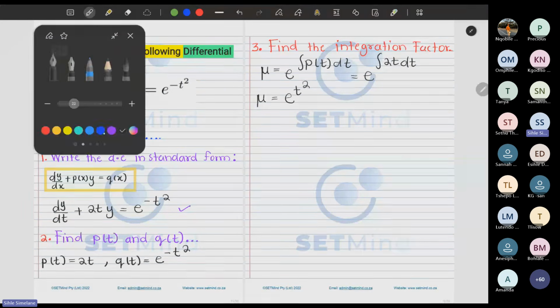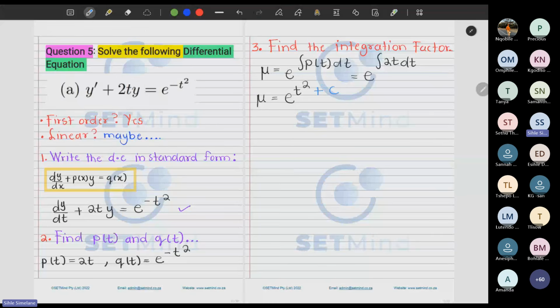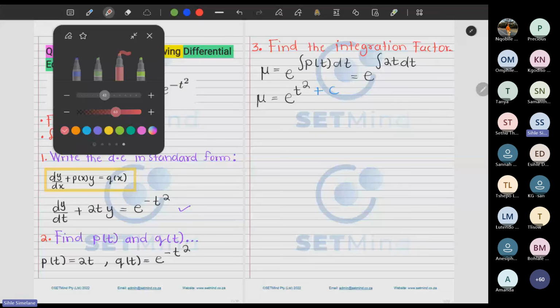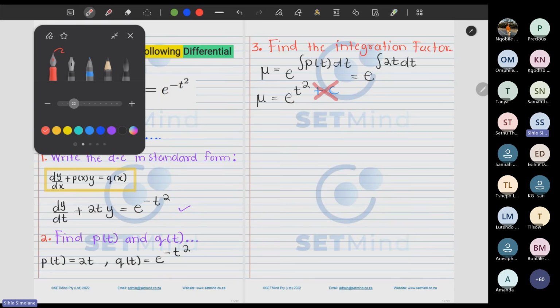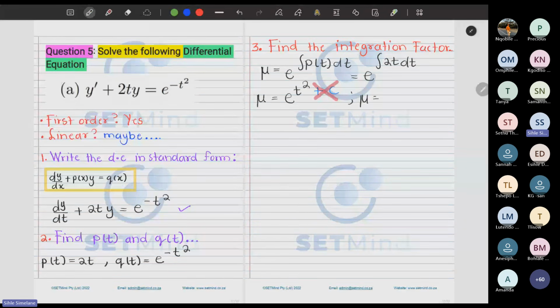And remember, guys, I said to you earlier, you don't need to do this plus c. Just leave it. It does not matter. It will eventually cancel out, okay? So you can leave it like that. So our mu just becomes e to the power of t squared.